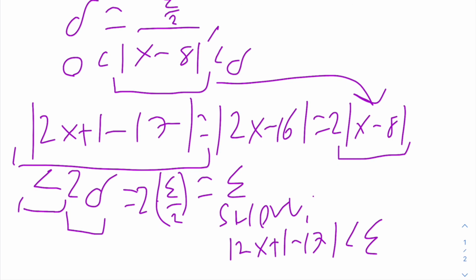To show that 2x plus 1 minus 17 in absolute value, we use this piece of information that this is less than epsilon. And we just showed the consequence, meaning that we have proved the limit.